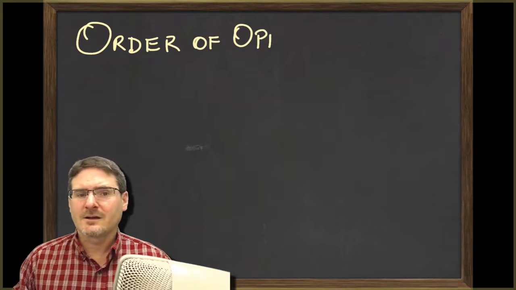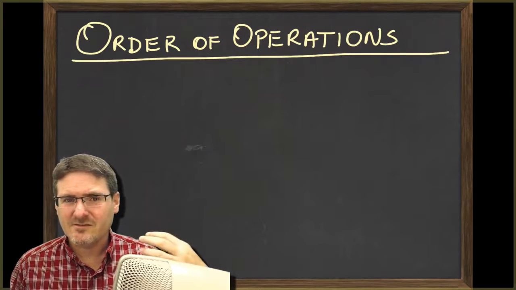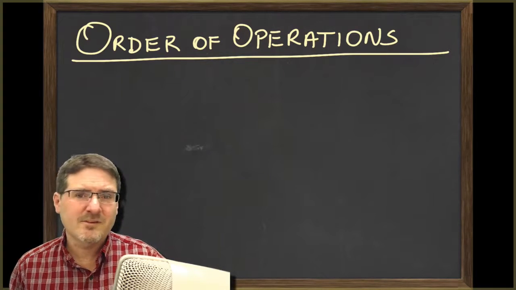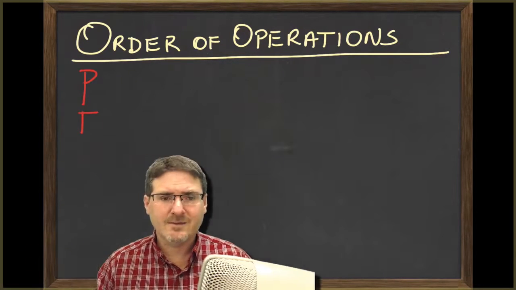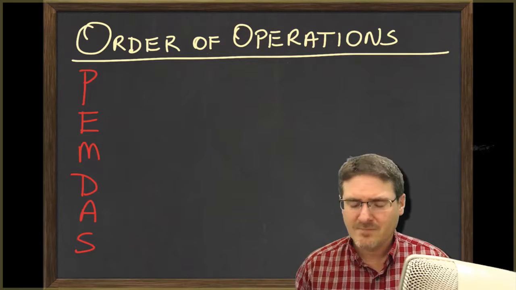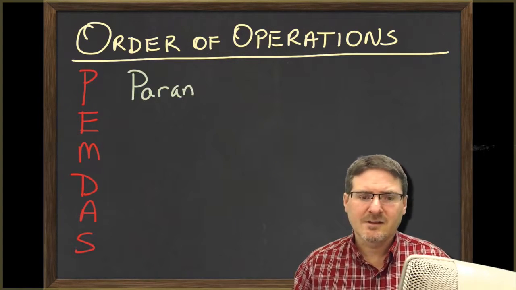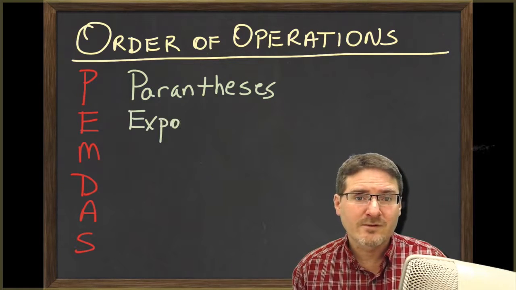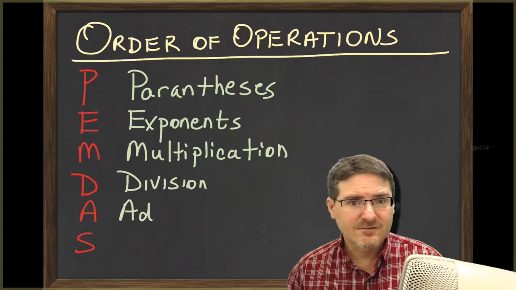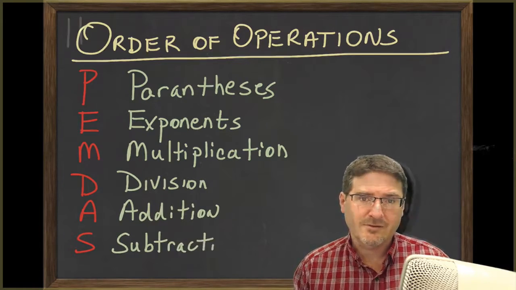Let's talk about order of operations, because in physics and algebra, when we do mathematical operations, we have to do them in a specific order in order to make sure that we get the correct answer, or that everybody agrees to get the same answer the same way. So we use PEMDAS, and from algebra, you remember that PEMDAS stands for parentheses, exponents, multiplication, division, addition, and subtraction.